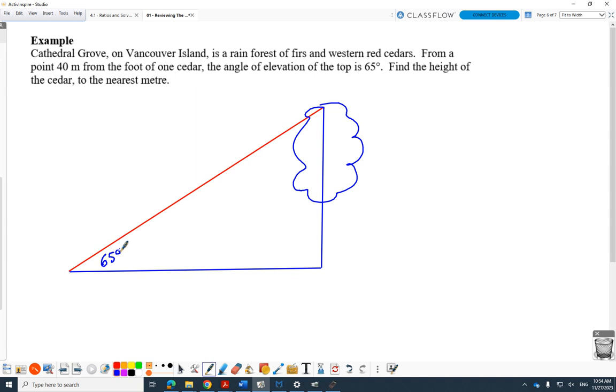So that's 65 degrees. So what angle was that? They backed up from the tree 40 meters till they saw an angle of 65.